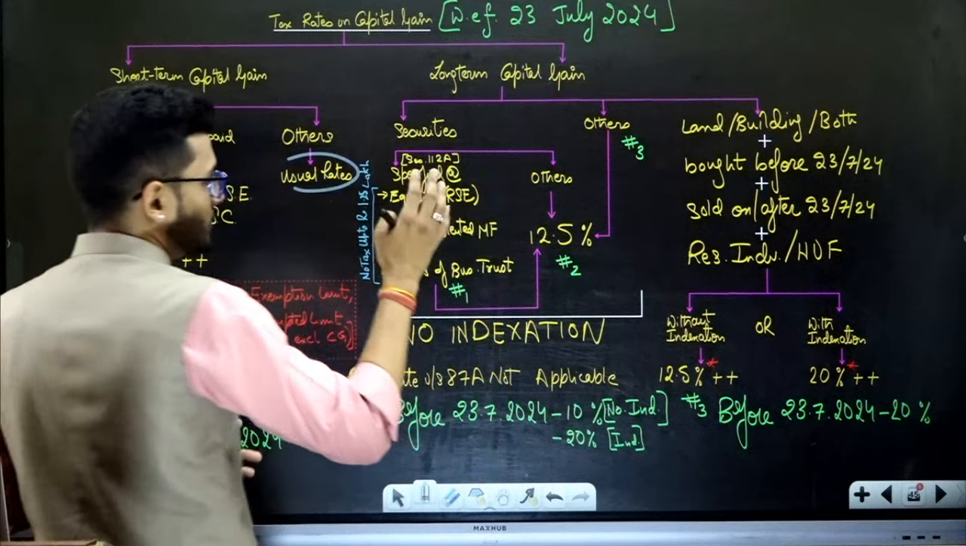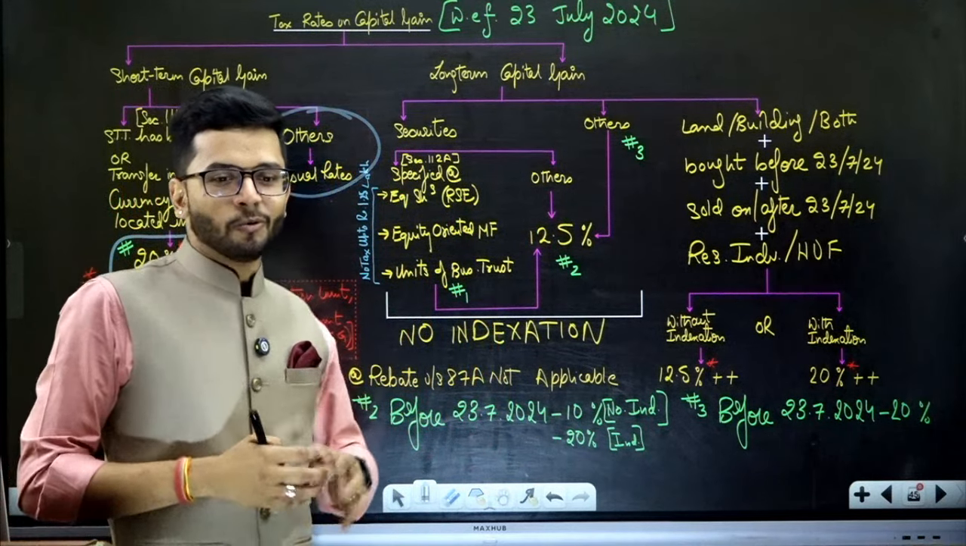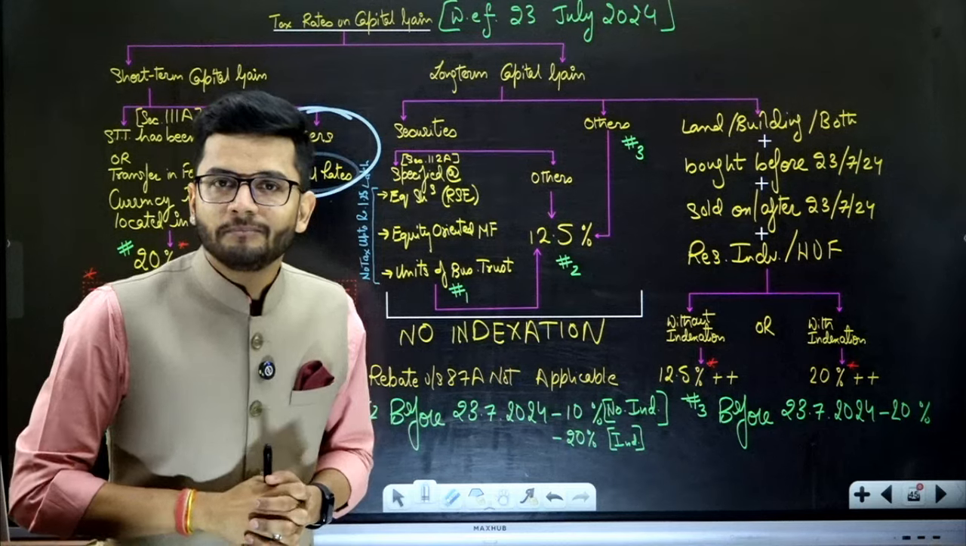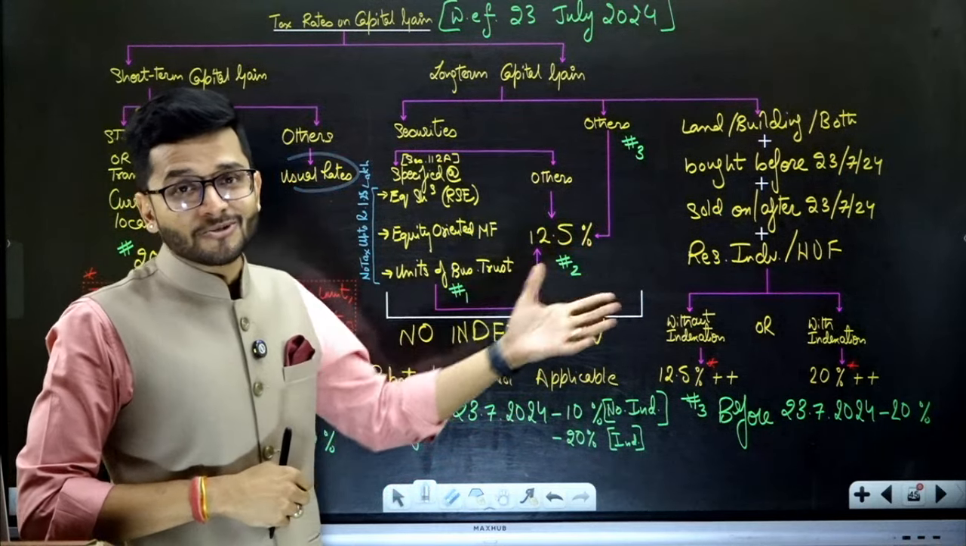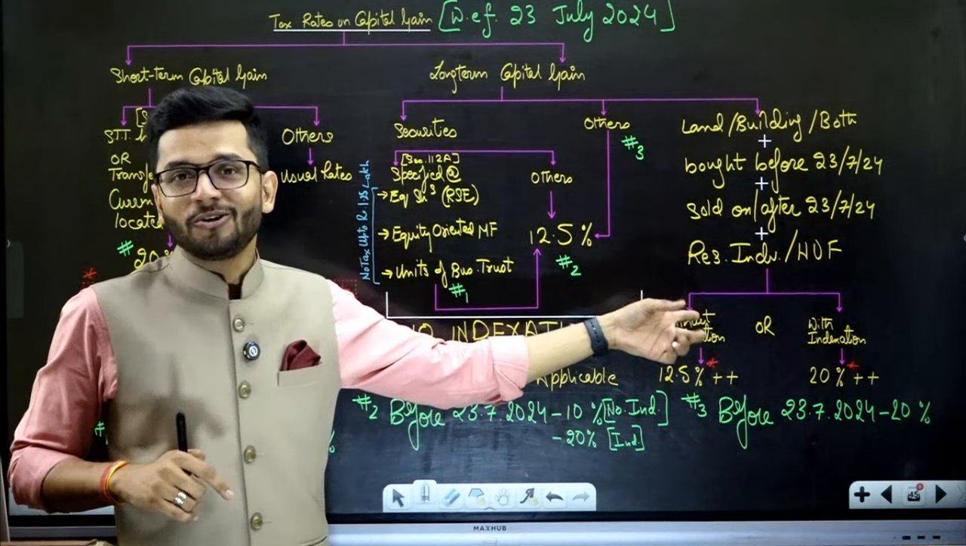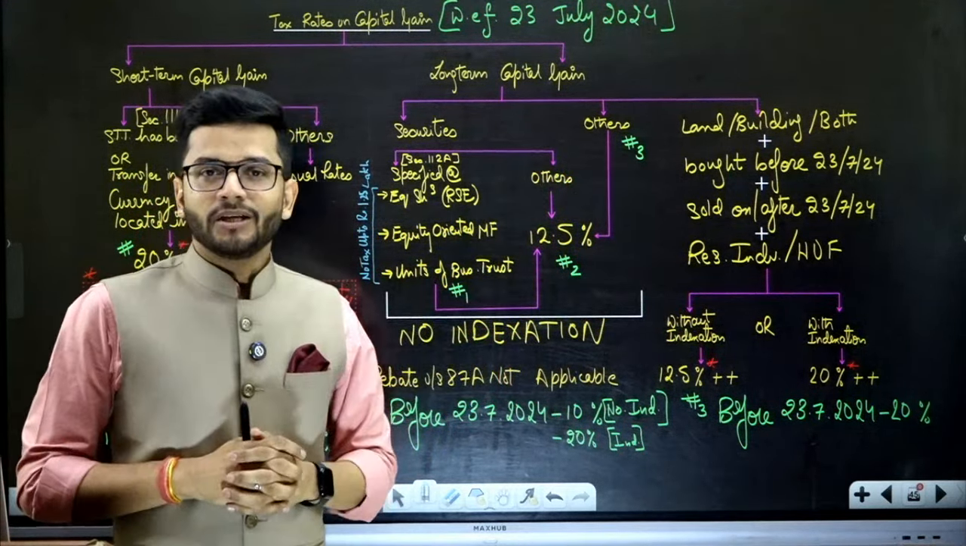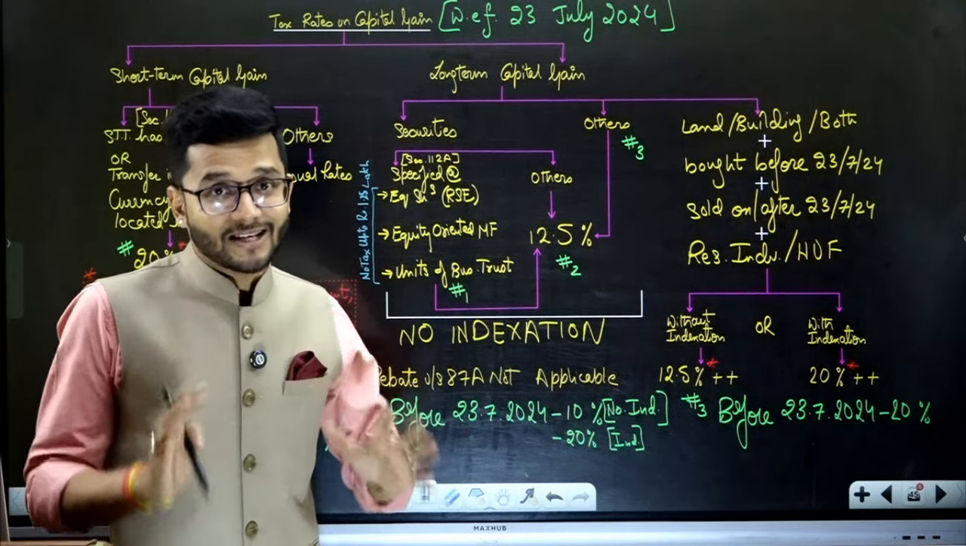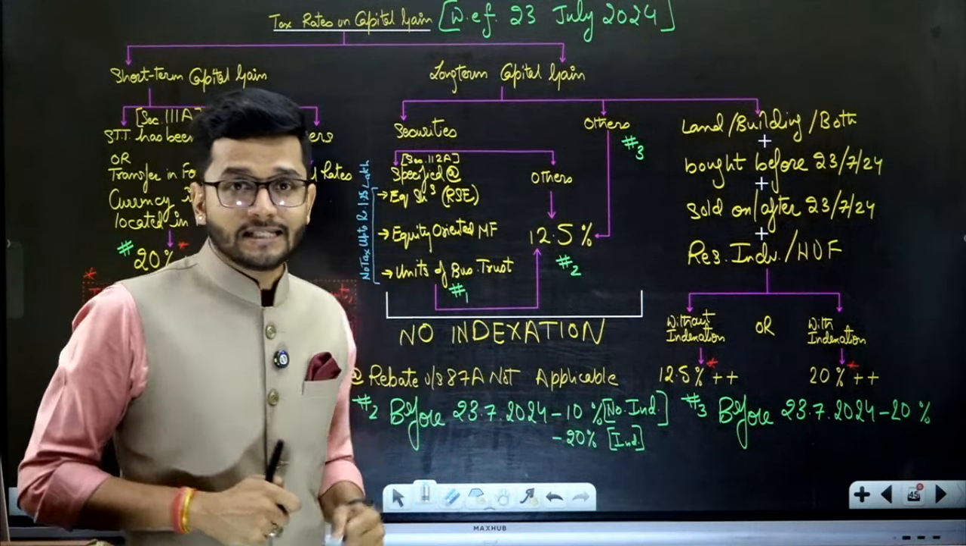Now comes the biggest amendment, and yes, the most critical amendment according to me. If the examiner is going to give you this amendment, then he'll not focus on short term, he'll focus on long term, because there's a huge change in the long term capital gain tax rate. What is the change? We're going to study it now.